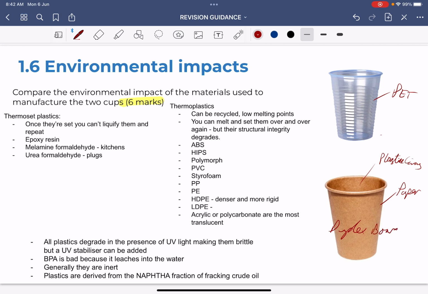The question will actually give you the details of the materials. I've not done that here, but you're basically weighing up the pros and the cons. Compare means give a balanced, impartial argument. So you're not saying that one's better than the other, you're just weighing up the pros and cons. So yeah, have a read through the notes that have been made here.